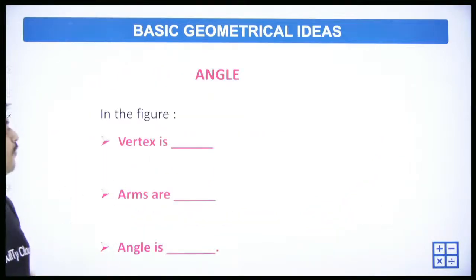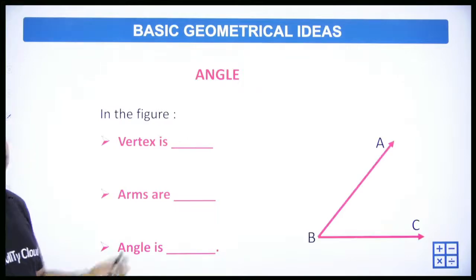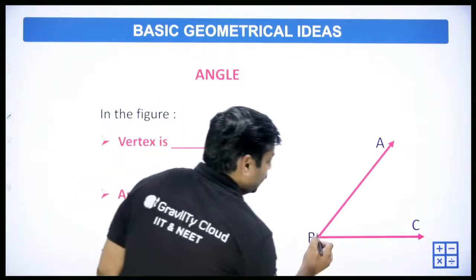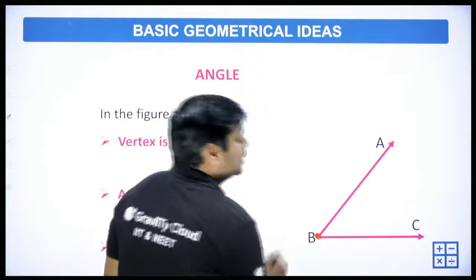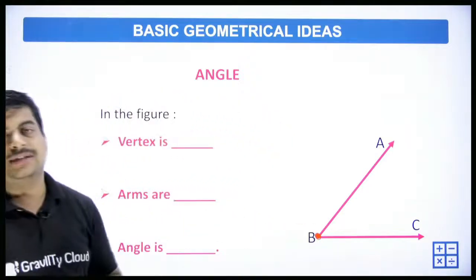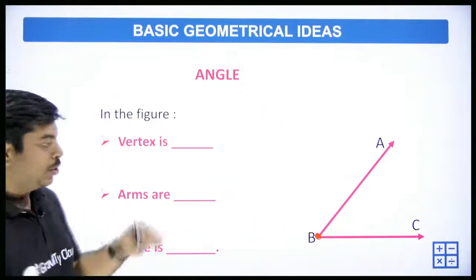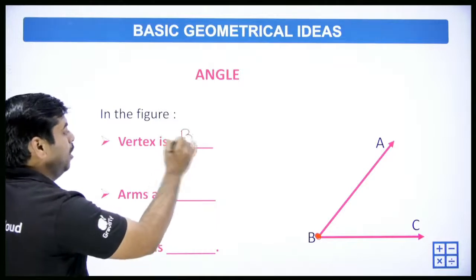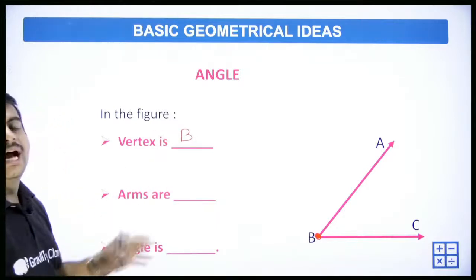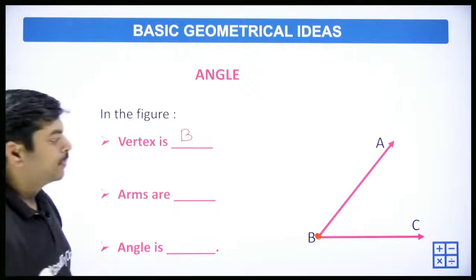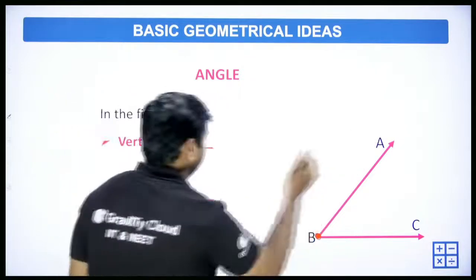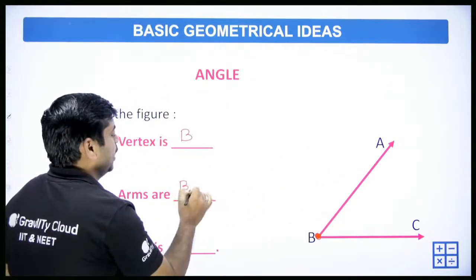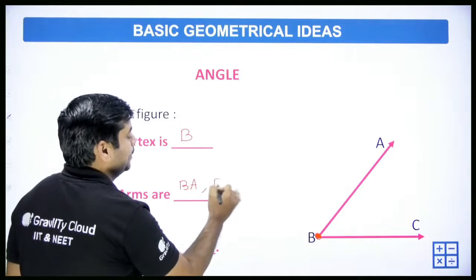So in the figure, what is a vertex? I said, vertex is the point from where both the arms start their journey, or both the rays start their journey. So here the vertex is B. Now what are the arms? Arms are nothing but the rays. So one ray is BA, or you can say AB, right? One arm is BA and the other is BC.